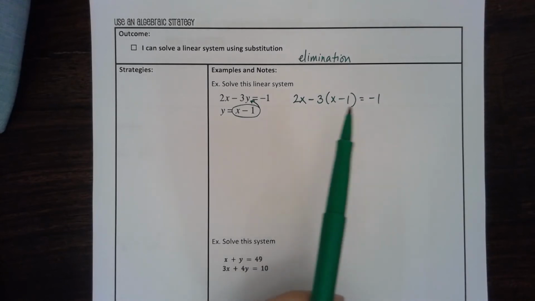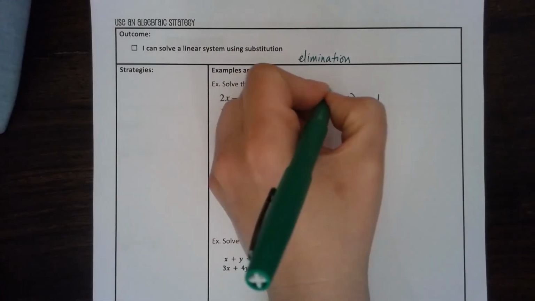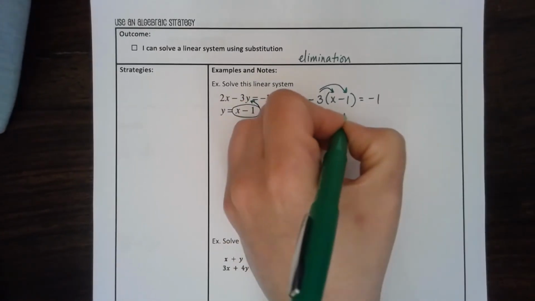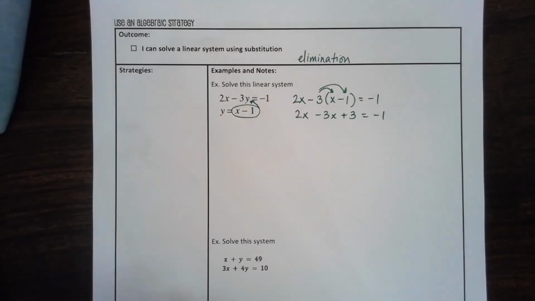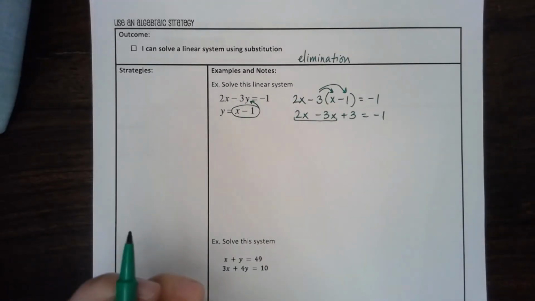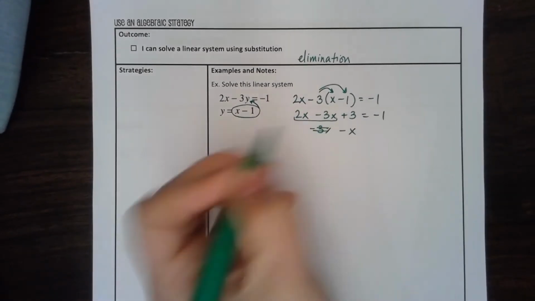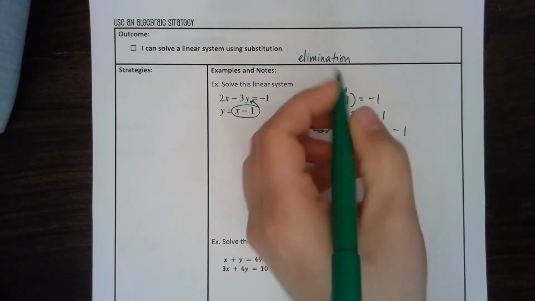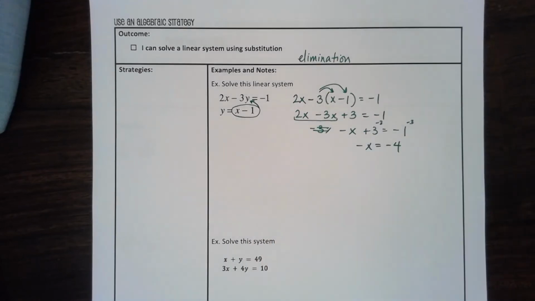Now we can use our grade 9 algebra skills to solve this multi-step algebraic problem. First step, distributive property. So let's distribute that -3. -3 times -1 is +3, equals -1. And we're going to collect our like terms. 2x and minus 3x is minus x. We still have a +3 equals -1. And we're going to move that +3 over. We're going to subtract 3 from both sides. So we get -x equals -4.